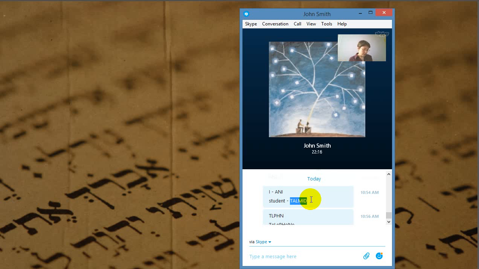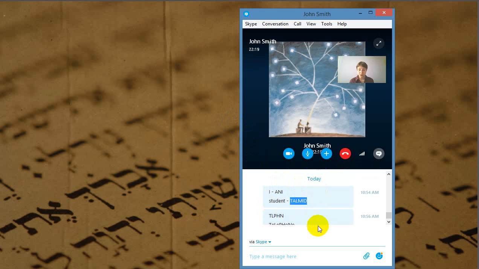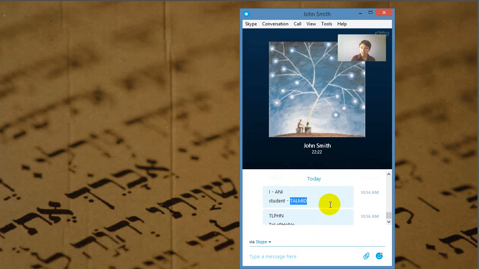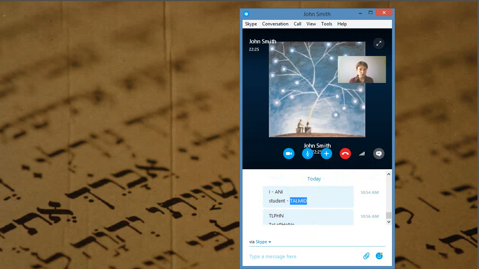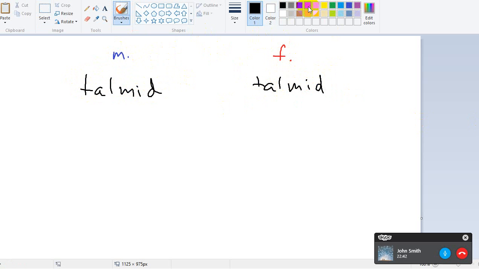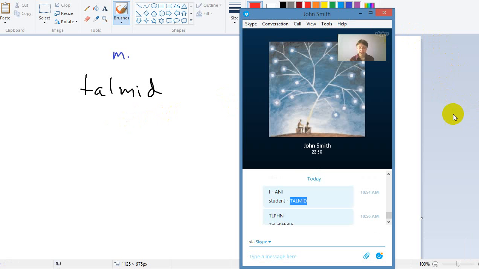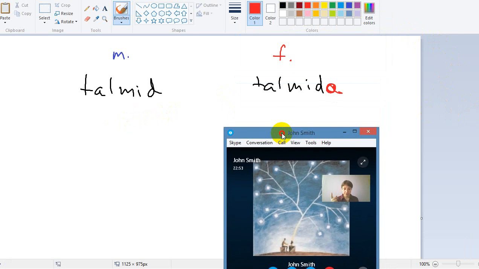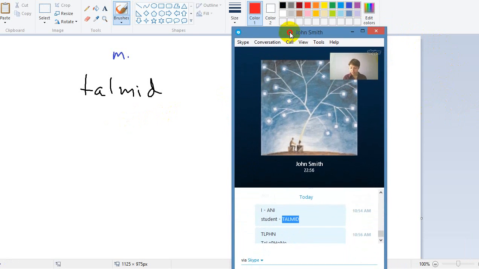So if I say that Talmid is a he student, and a boy will say Ani Talmid, I am a student. Now a girl would say, let me show you, Talmid. That was the masculine form. The feminine form wouldn't change much. We would just add a vowel at the end. Talmida. Talmid, that's a boy student. Talmida, a girl student. So about myself, I would say Ani Talmida. And a boy would say Ani Talmid.